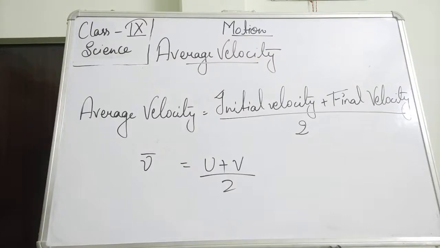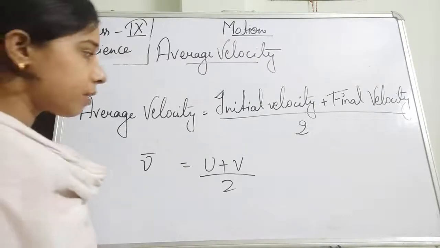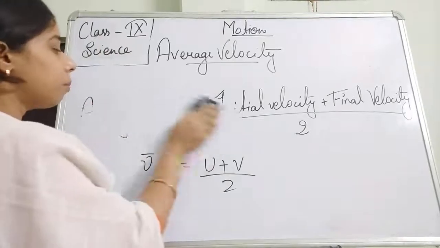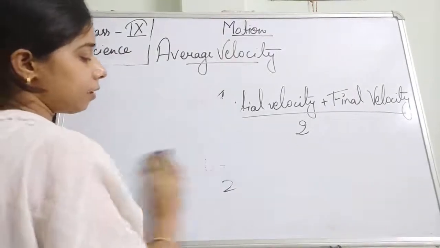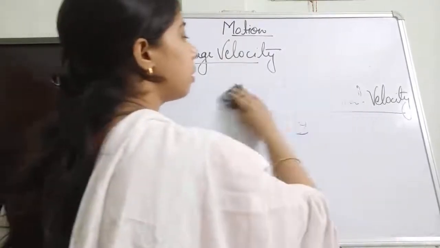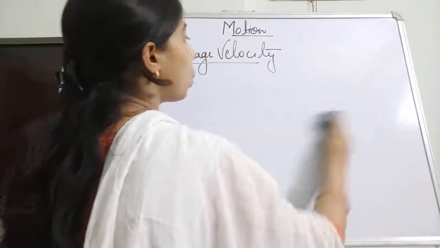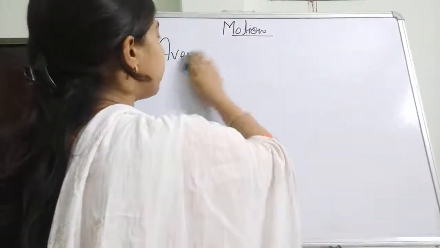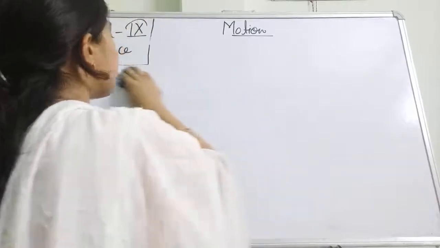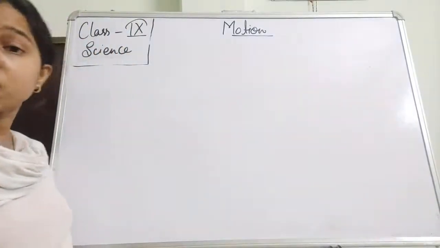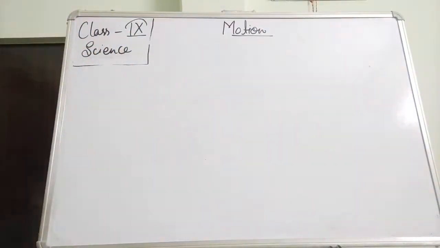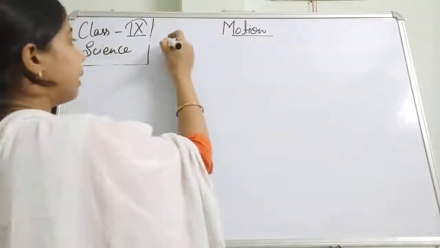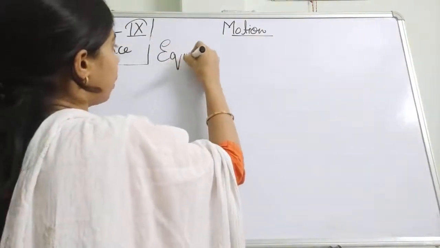So this is the initial and the final velocity. We will solve some numericals related to it, but before that, let us try to understand equation of motion. This is a very important topic to understand, students, and that is the equation of uniformly accelerated motion.